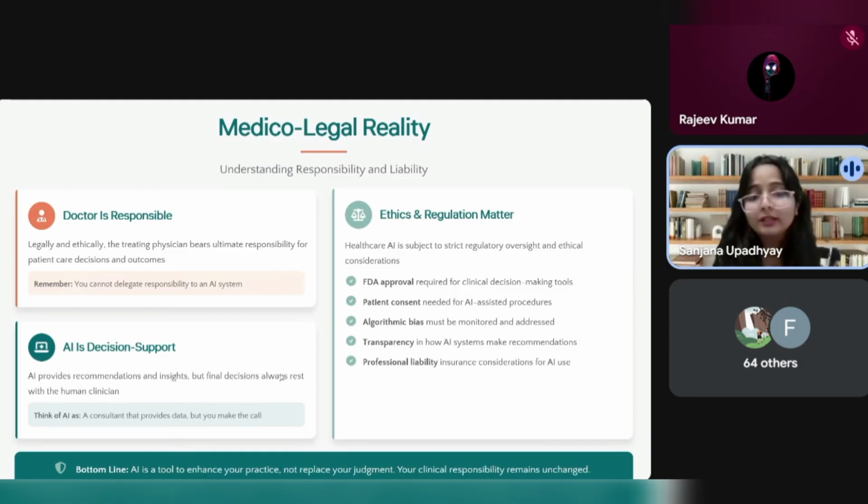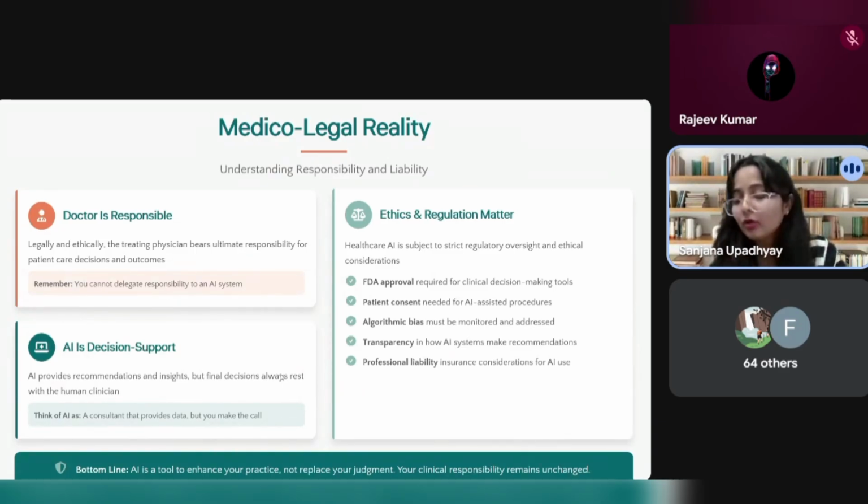Ethics and regulations also matter, because all the AI-based platforms and all the medical devices made in the medical industry need FDA approval, patient consent, attention to algorithmic bias, transparency, and professional liability. So what I want to say is that AI should always be backed by a doctor, a human-in-the-loop approach. This phrase is very important: human in the loop. Human in the loop means AI is handled by a person who is responsible for forwarding the information to another person.